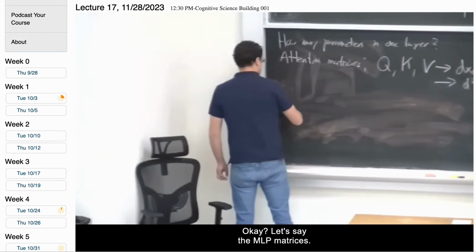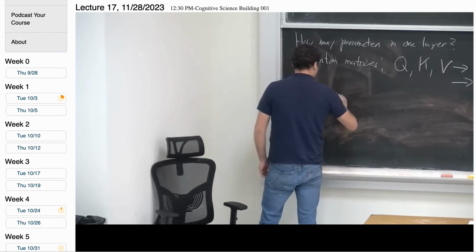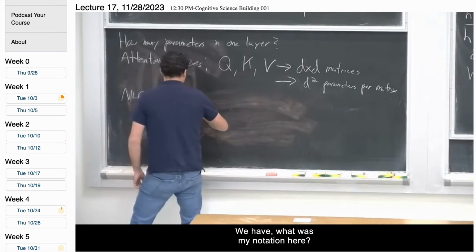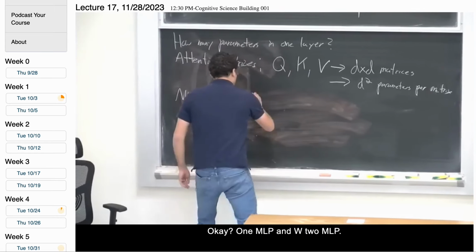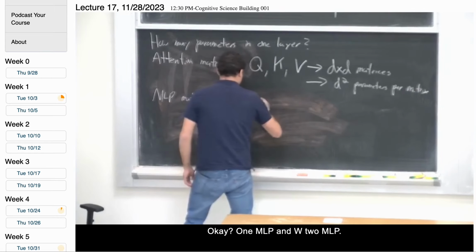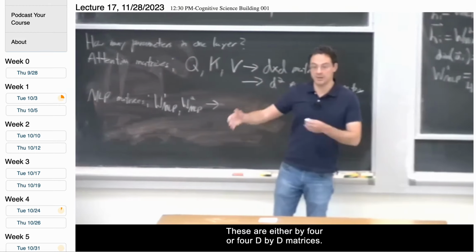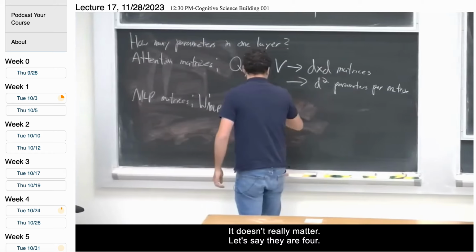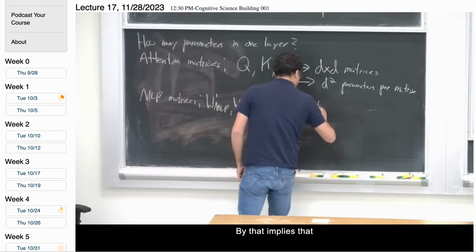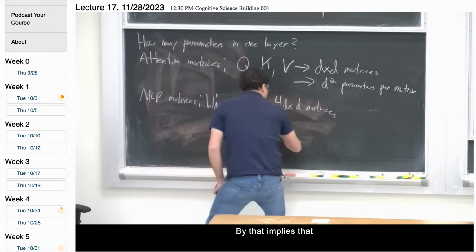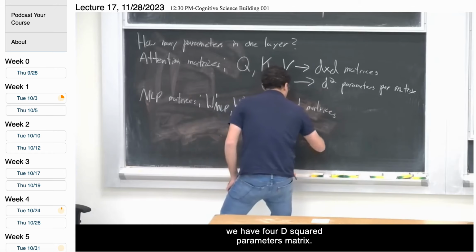Okay, let's say the MLP matrices. We have 2 of them, right? What's my notation here? Okay, W1 MLP and W2 MLP. These are either D by 4D or 4D by D matrices. It doesn't really matter. So let's say that they're 4D by D. That implies that we have 4D squared parameters per matrix.